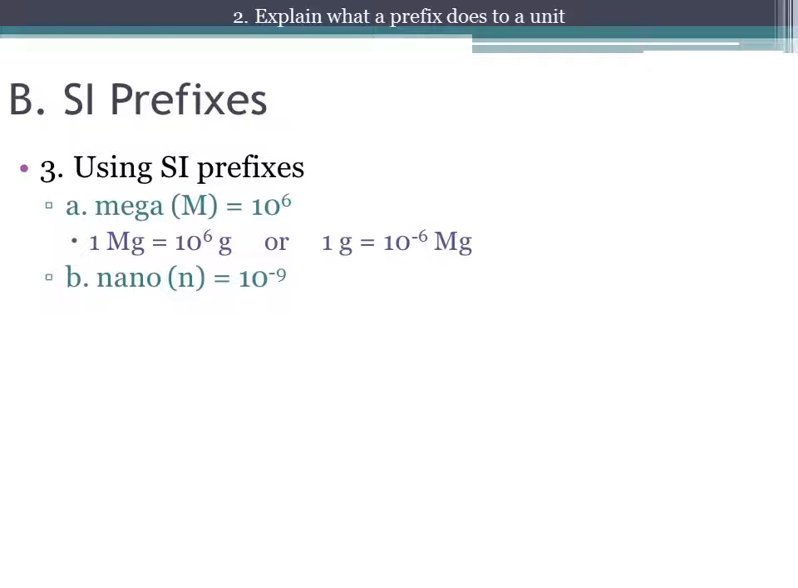Here's another example. If we are dealing with the prefix nano, meaning 10 to the negative 9th, that would be 1/billionth. 1 nanoliter would be 10 to the negative 9th liters. Or looking at it the other way, 1 liter would be 10 to the 9th nanoliters. Thinking here is the nanoliter is much smaller than a liter, so we need more of them. In fact, we would need 1 billion nanoliters to equal 1 liter.